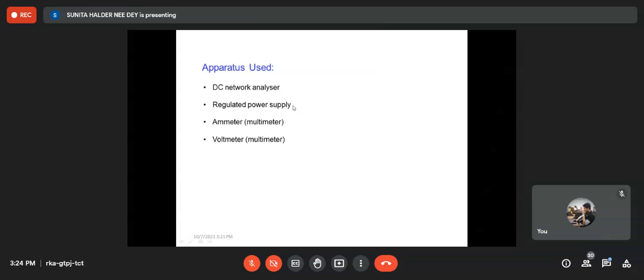Yes, ma'am. Okay. Then for measuring the fault current we need a meter, and to set the voltage we need a voltmeter, because for 1 per unit we have to set 10 volts. So you have to measure it. Generally we use a multimeter for this purpose.